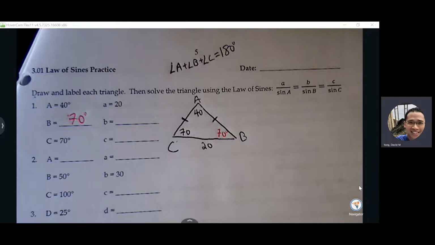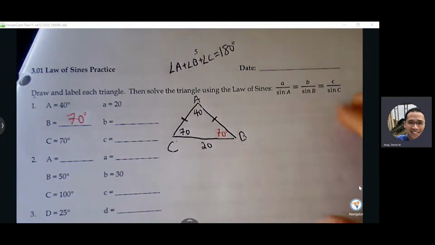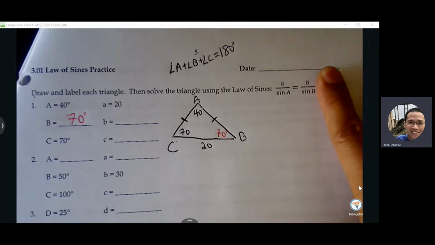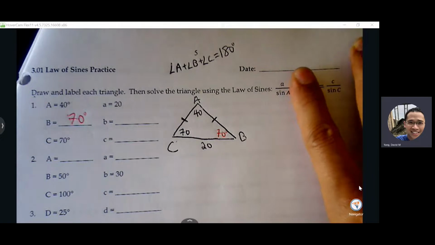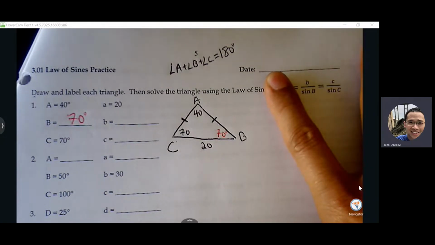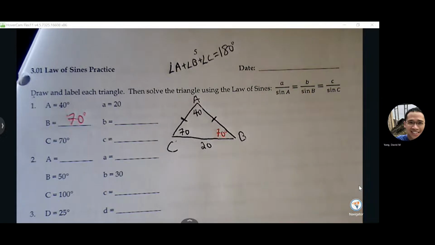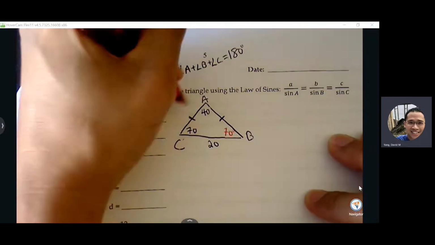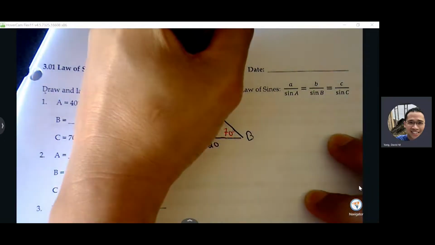So when we do the law of sines, we only do 2 at a time. We either pair up A with sine A and B with sine B, or you can do A over sine A with C over sine C, or you can do B over sine B with C over sine C. Okay, so this is side B. This is side C.